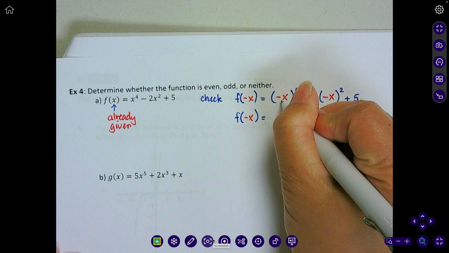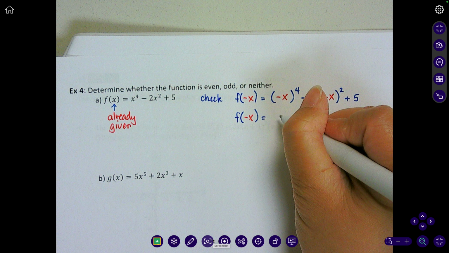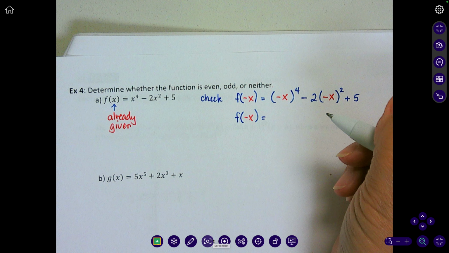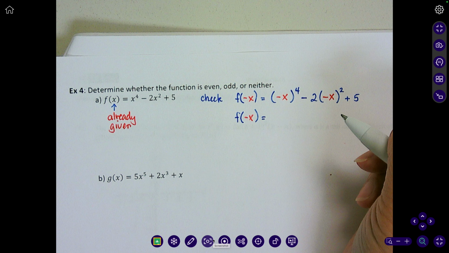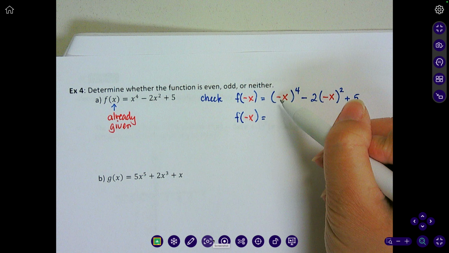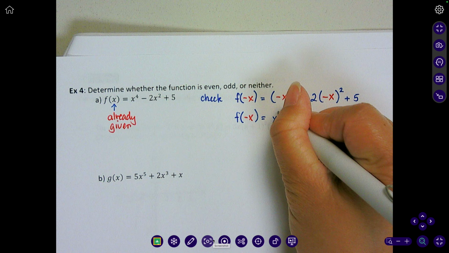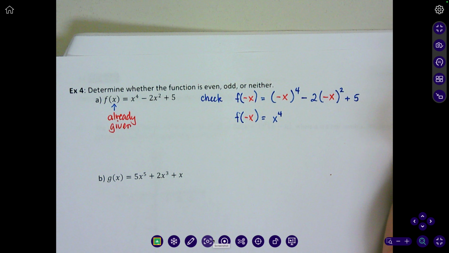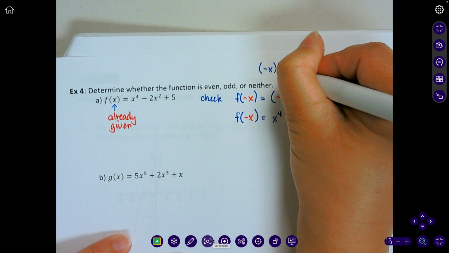If you take a negative variable to an even power, what do you get? What's a negative x to the fourth power? Remember I told you that any negative to an even power will be positive. So your answer is x to the fourth. If you don't know, this is what you should be doing right now.